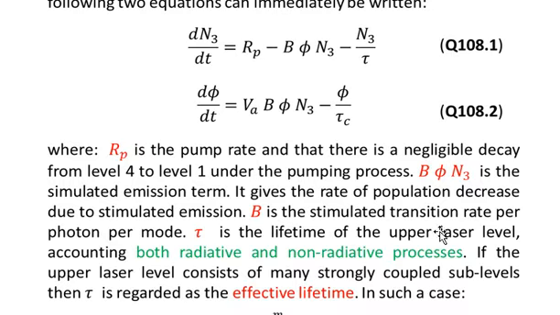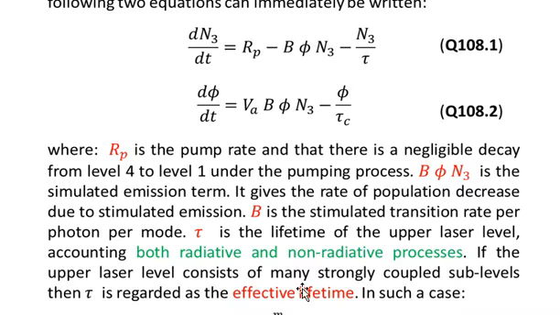Capital B is the stimulated transition rate per photon per mode. And tau is the lifetime of the upper laser level, accounting for both radiative and non-radiative processes. You see that tau is present in the denominator of the last term on the right hand side in equation number 1. So this is actually the spontaneous emission term, due to both radiative and non-radiative processes.